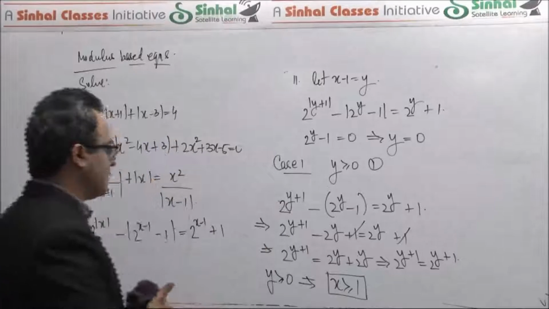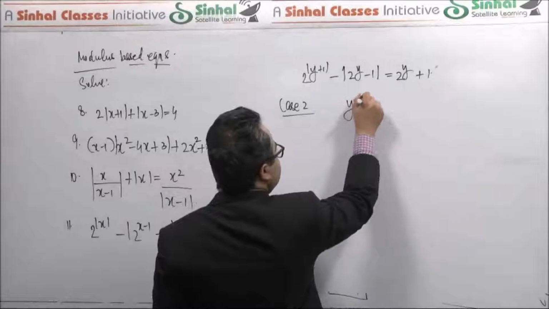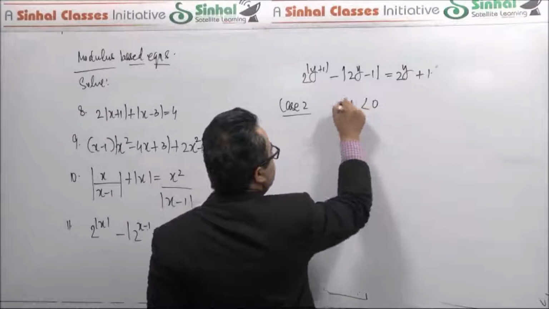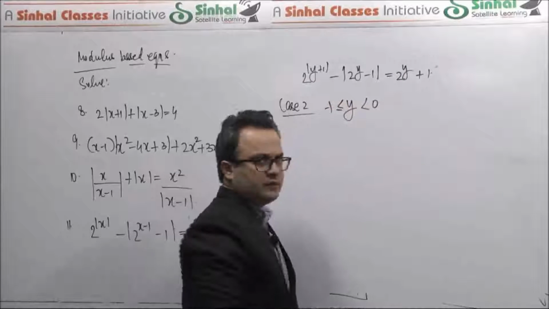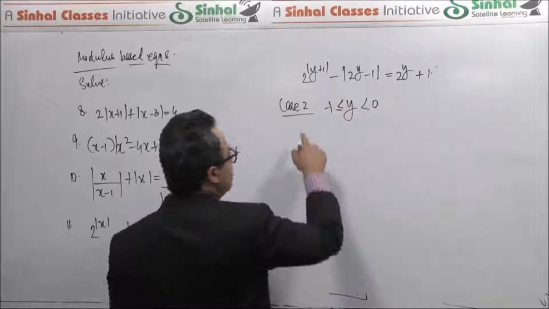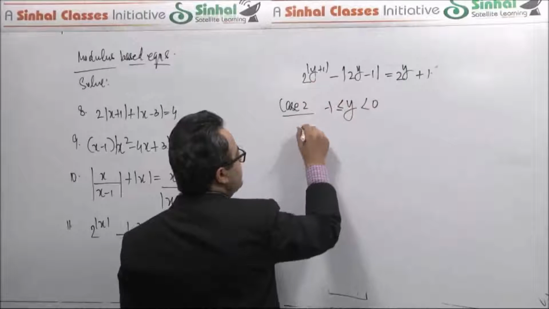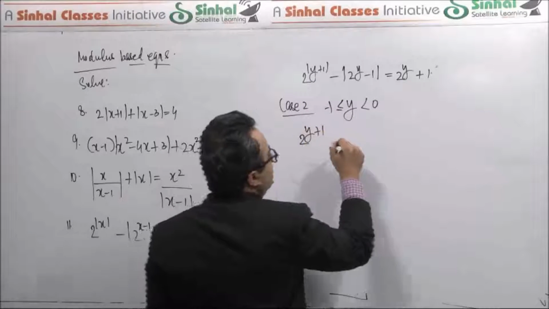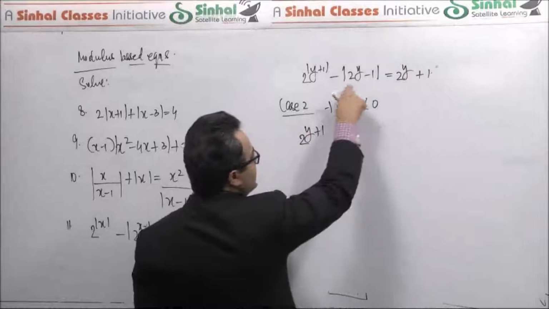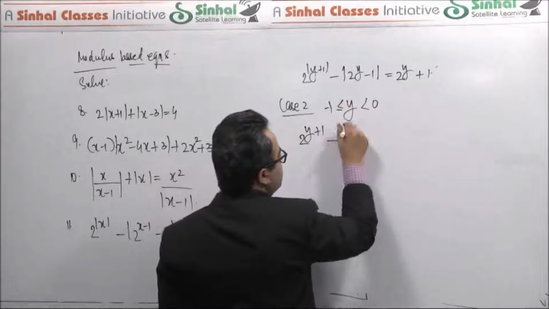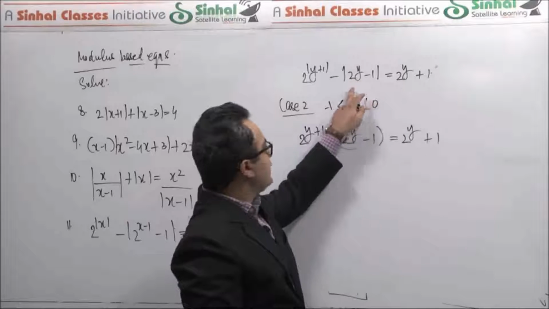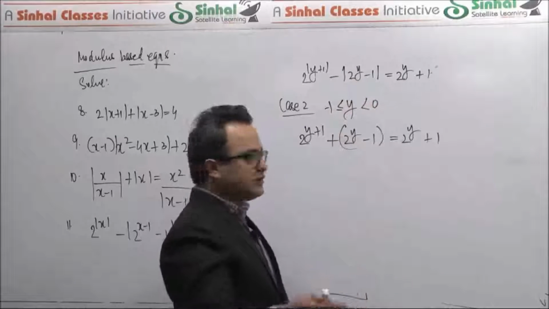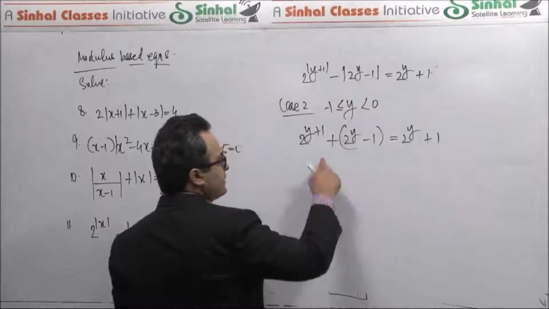Just look at case 1 again. Our second case would be that y is less than 0 and greater than or equal to minus 1. Now under this condition again, mod of y plus 1 remains y plus 1. But now 2 raised to y minus 1 becomes negative, so its mod will be minus of 2 raised to y minus 1, so effectively there is a positive sign outside.